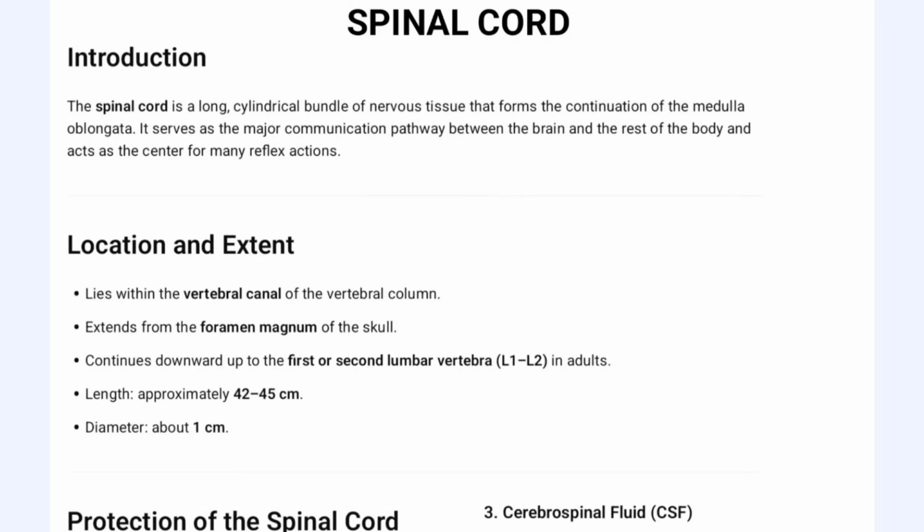In the last two videos of the CNS series, we have learned about the brain, and today we will start another important topic, that is spinal cord. So let's see. At first, introduction. The spinal cord is a long cylindrical bundle of nervous tissue that forms the continuation of the medulla oblongata. It serves as the major communication pathway between the brain and the rest of the body and acts as a center for many reflex actions.